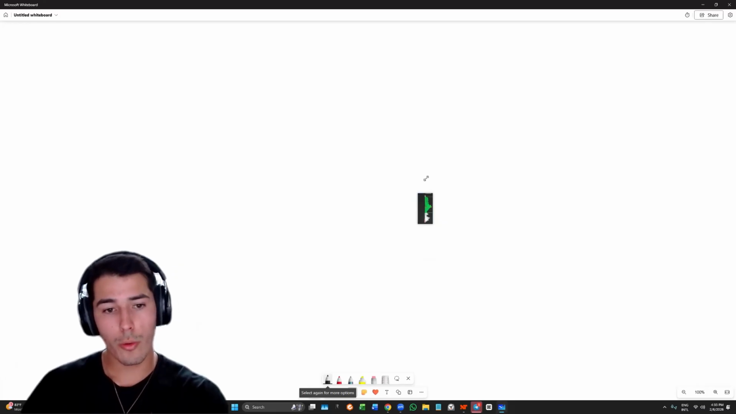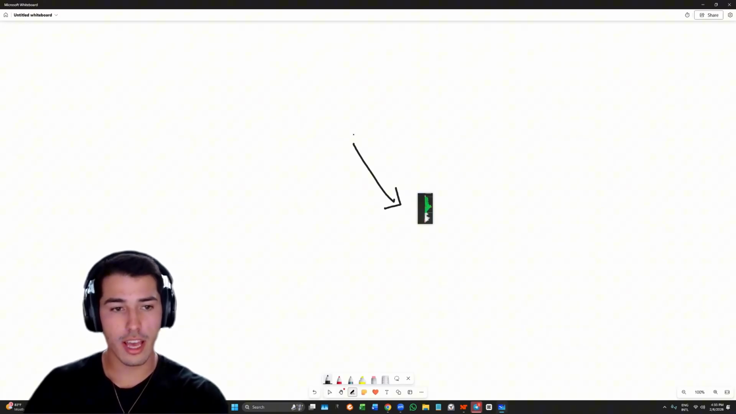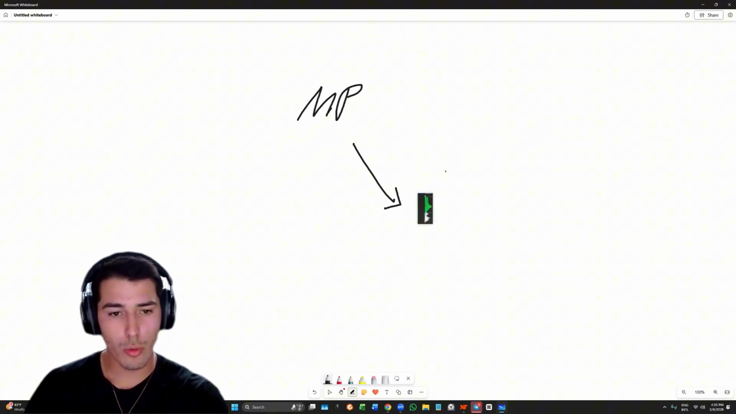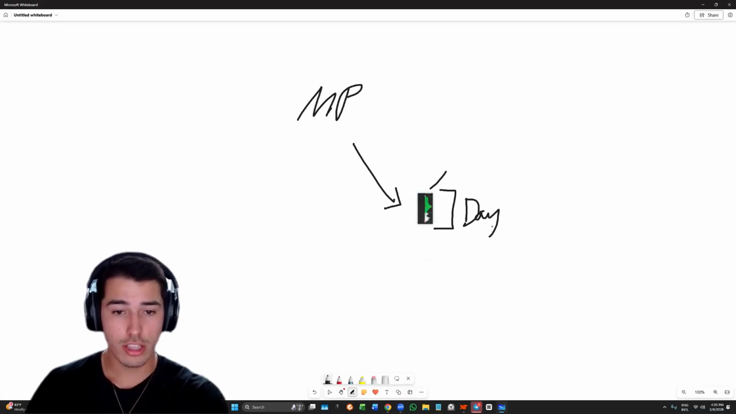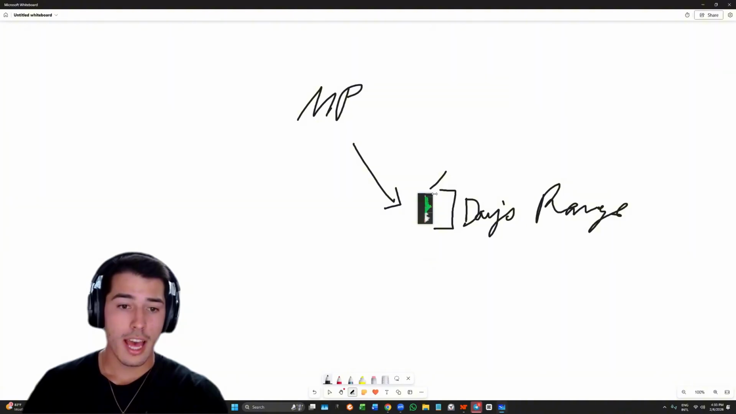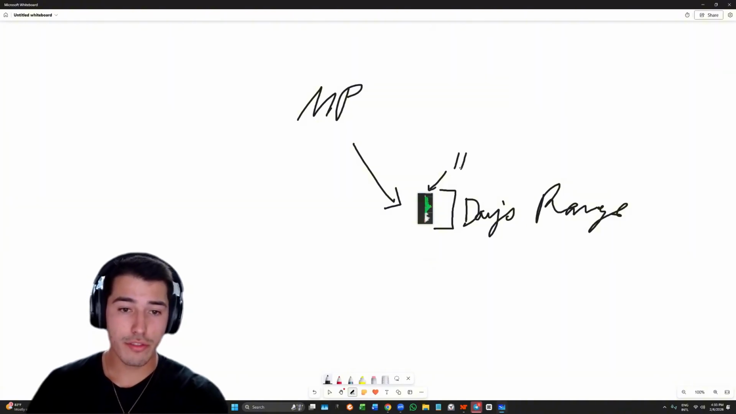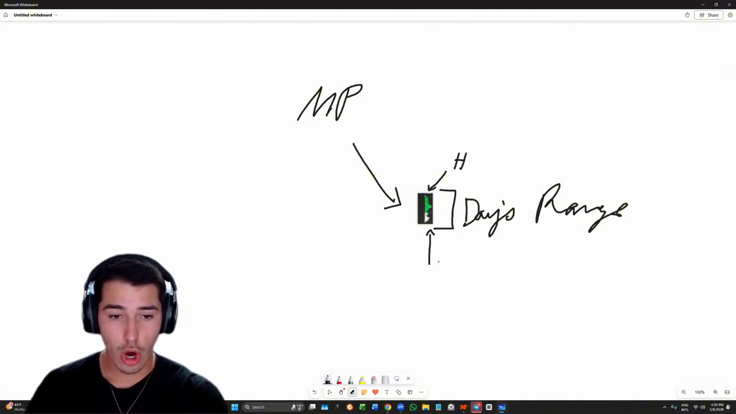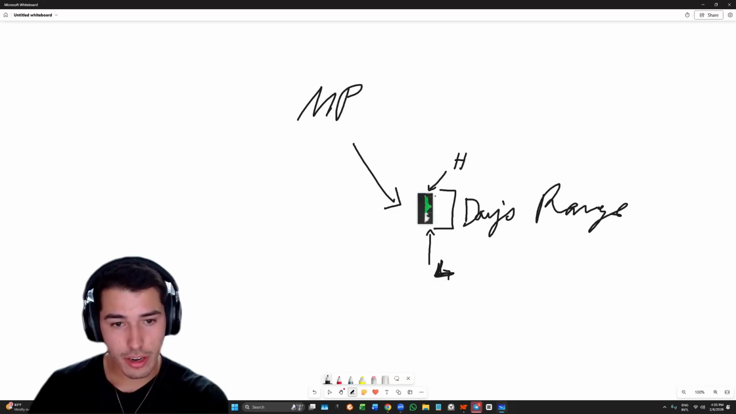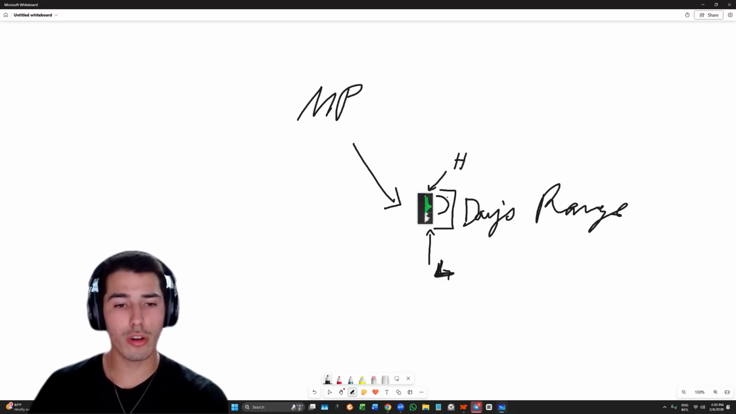So what we have here is a market profile, okay? We can see that right here is the day's range. This is the high of the day. This is the low of the day. And we can see that we have here a little volume bulge. What is that volume bulge?